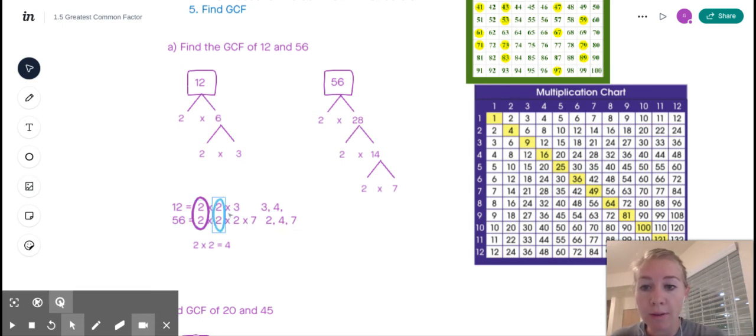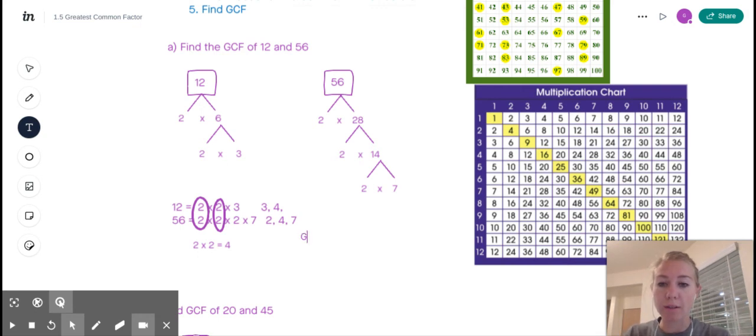So now we have to find the greatest common factor. Well, 4 is also a common factor, and 4 is bigger than 2, so the greatest common factor is 4. Okay? I'll go through another example in the next video.